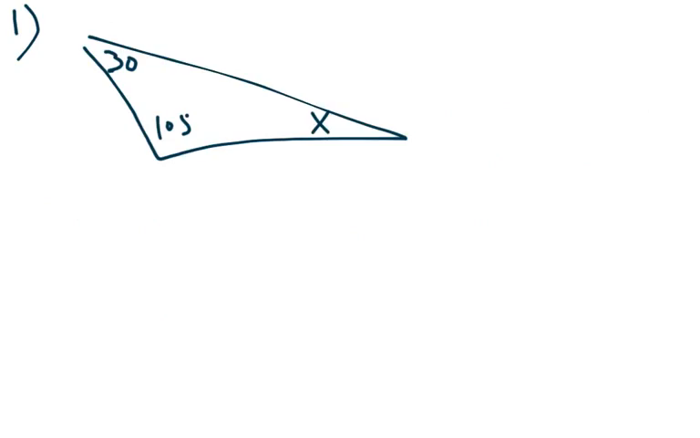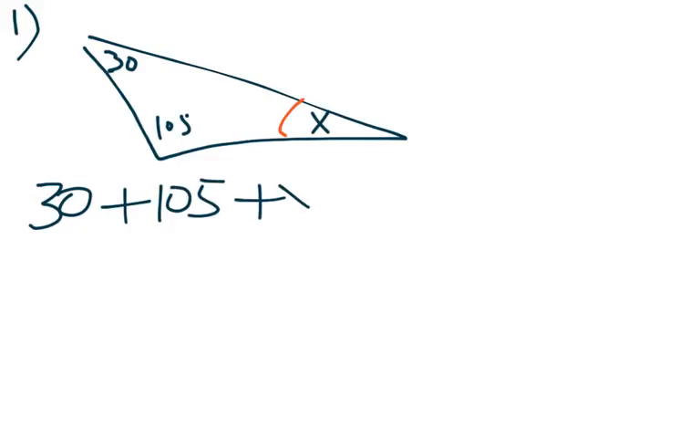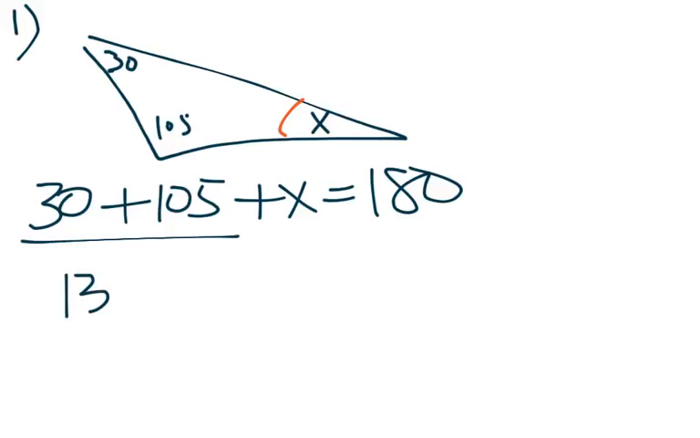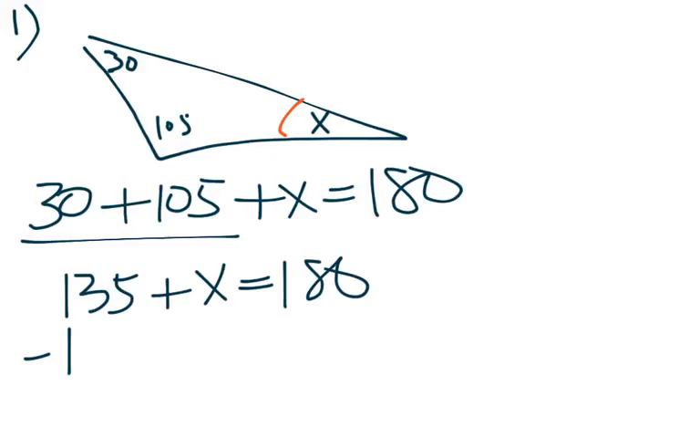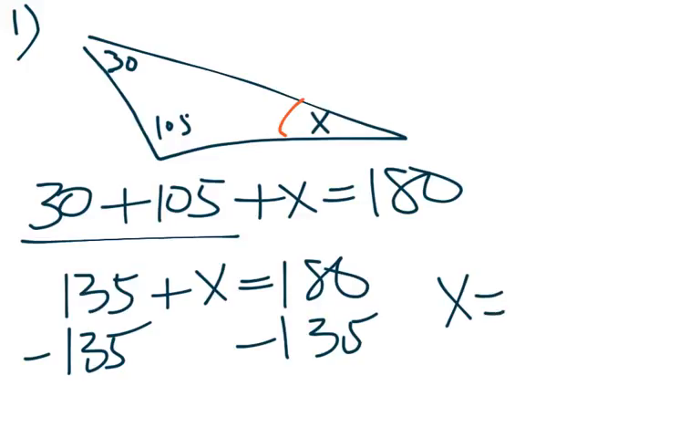Once again, we want to find the missing side of the triangle. And remember, when you add up all three angles of a triangle, it equals 180 degrees. So we are going to set up this equation: 30 plus 105 plus x equals 180. So we want to add 30 plus 105, that's 135, plus x equals 180. And we want to solve for x by subtracting 135 from both sides. So x equals, let's see, 45.